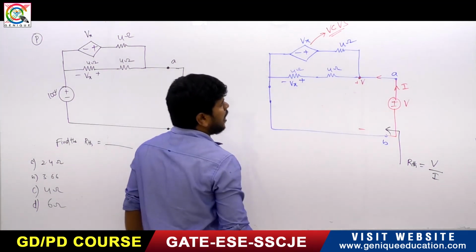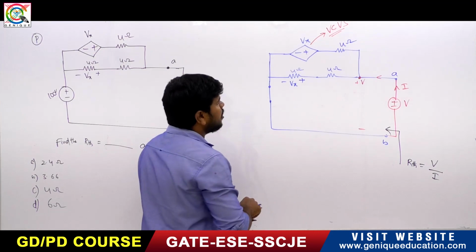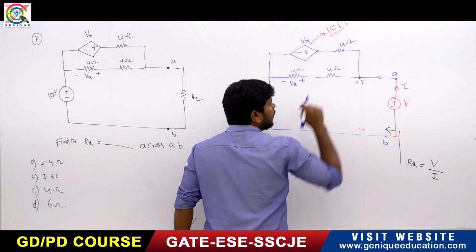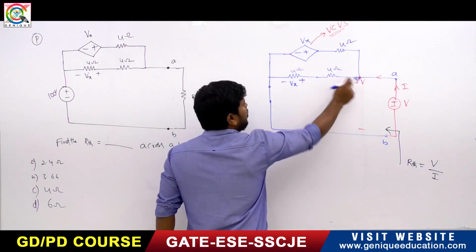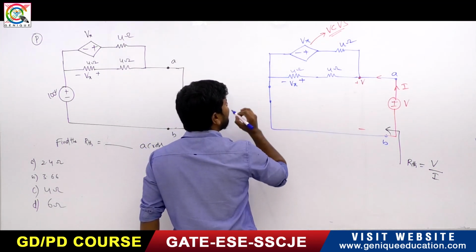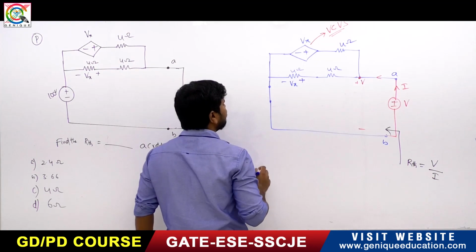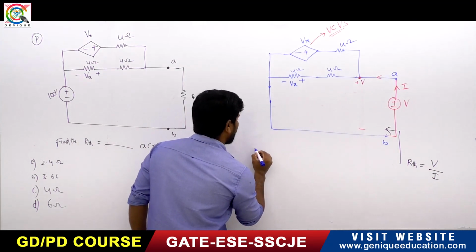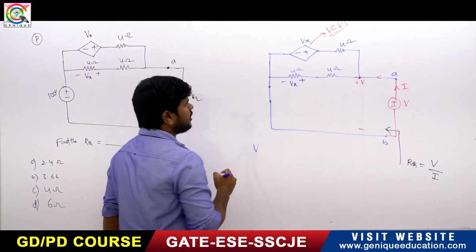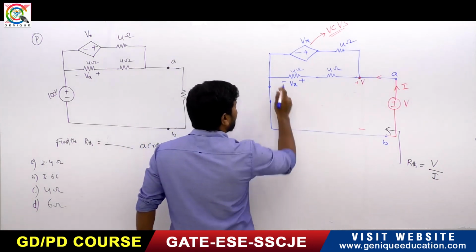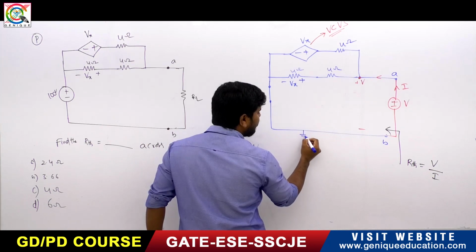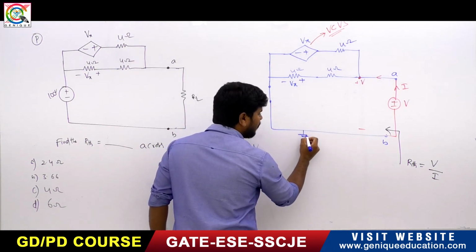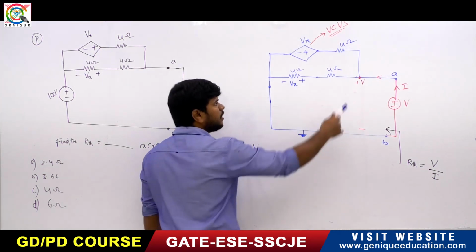So I am using the nodal analysis here. If I use the nodal analysis, this is V. I am writing the nodal equation at this place. Observe this. It is V. What is the voltage here? I am assuming this one is 0, right? It is short circuited, right? I am marking a ground here.